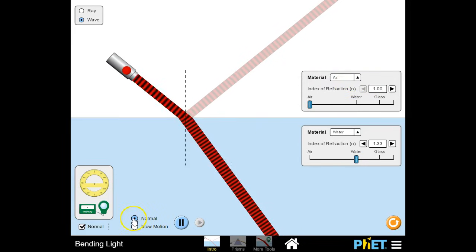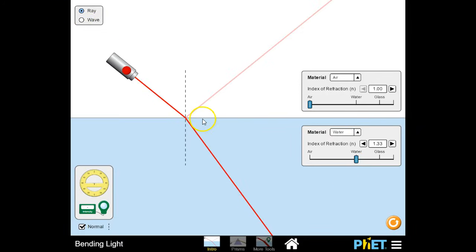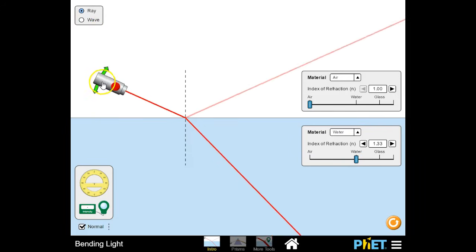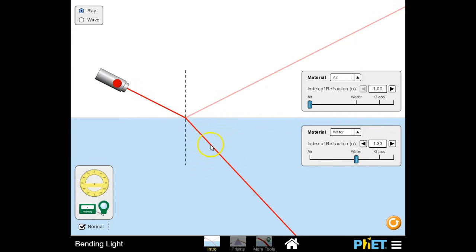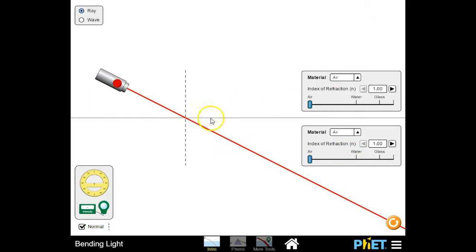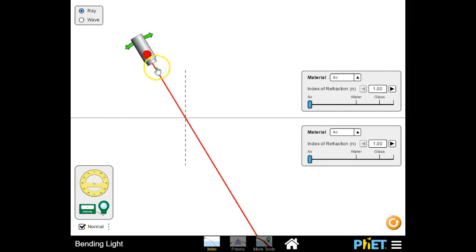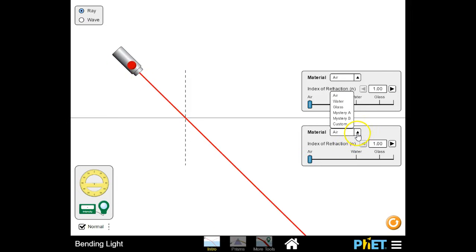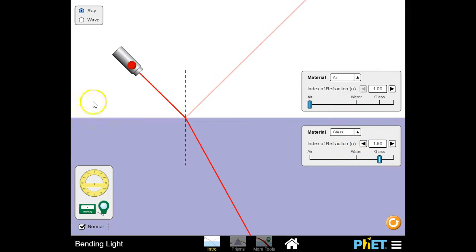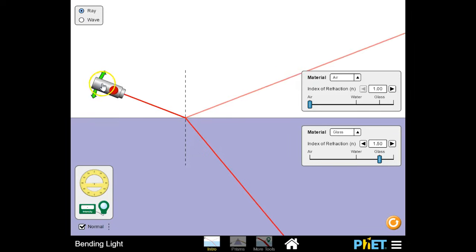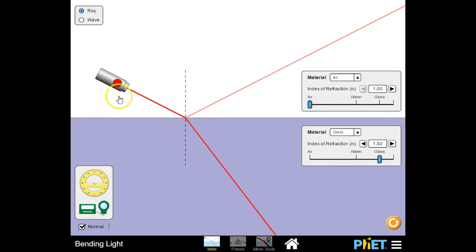You can also go with a ray diagram instead of a wave. Now notice what happens whenever I move this. Ray diagrams help us understand which way the ray is going to move. Let's see what happens whenever I move this to air. Notice it just goes straight, and there is no reflection. So you can change this a little bit and get different reflections and refractions. Just understand that.